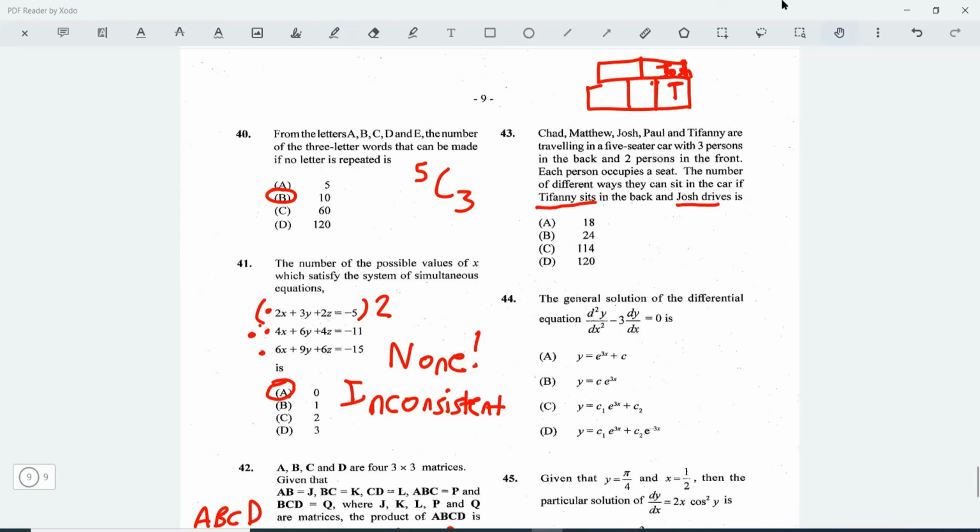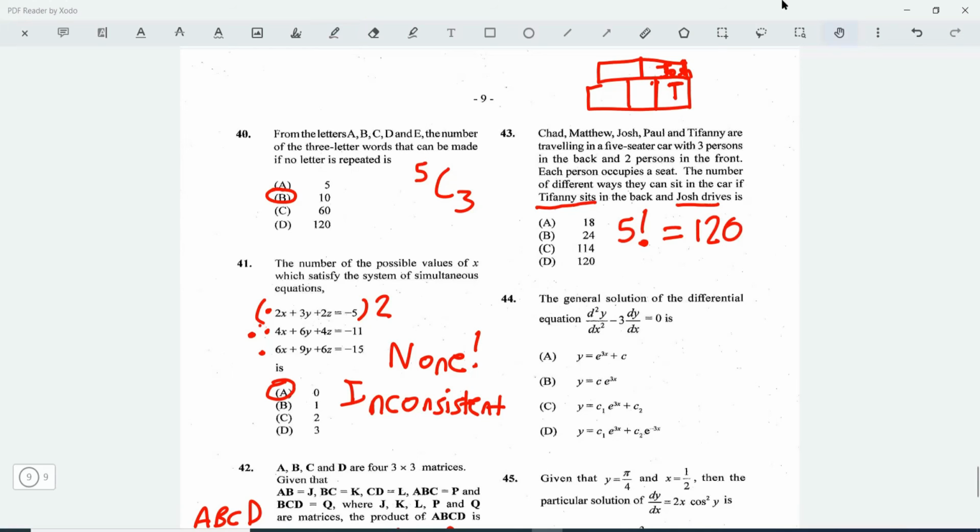So now let's look at the different ways. Now we're going to work out the different ways for which Tiffany sits at the back and Josh is driving. So we're pretty much working out permutation and combination with restrictions. These are the restrictions that we have. So we need to find the total ways first. The total ways would be 5 factorial. And 5 factorial would be 120. That's if there were no restrictions.